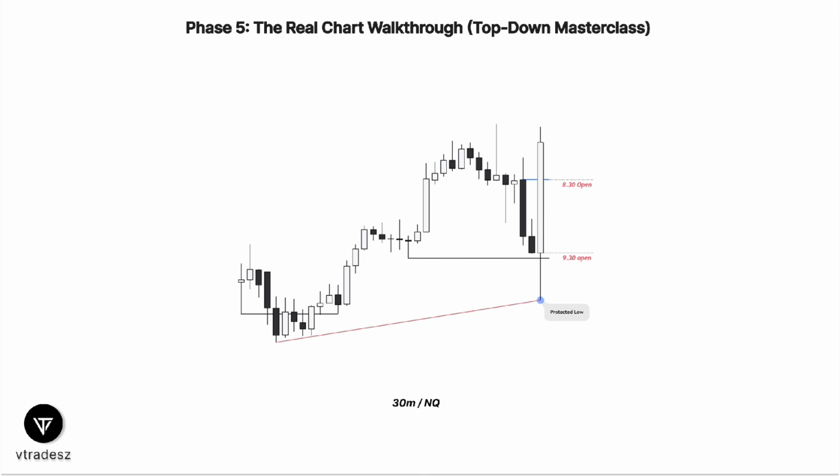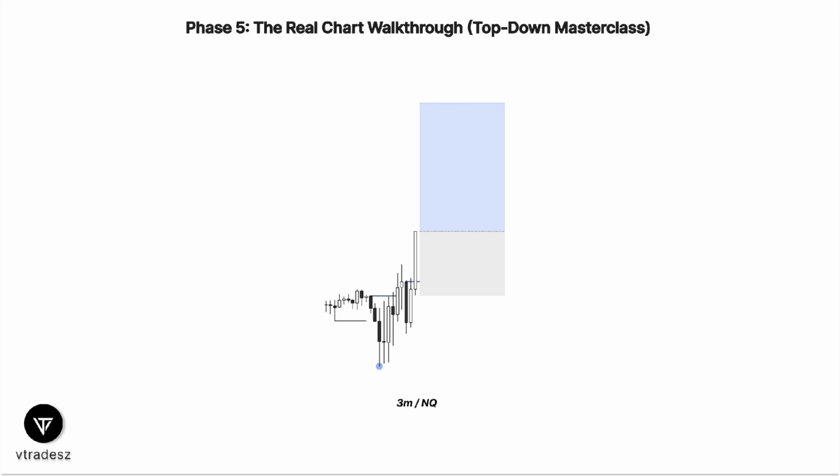The manipulation is over. Now we drop down to the 3-minute chart for the execution. Immediately after that 9:30 a.m. manipulation drop, look at what price does. It violently rejects that protected low and prints massive, energetic, bullish candles. That is our lower time frame reversal. It displaces higher, breaking short-term structure and giving us a crystal clear change in state of delivery. We don't chase. We wait for the setup to come to us.